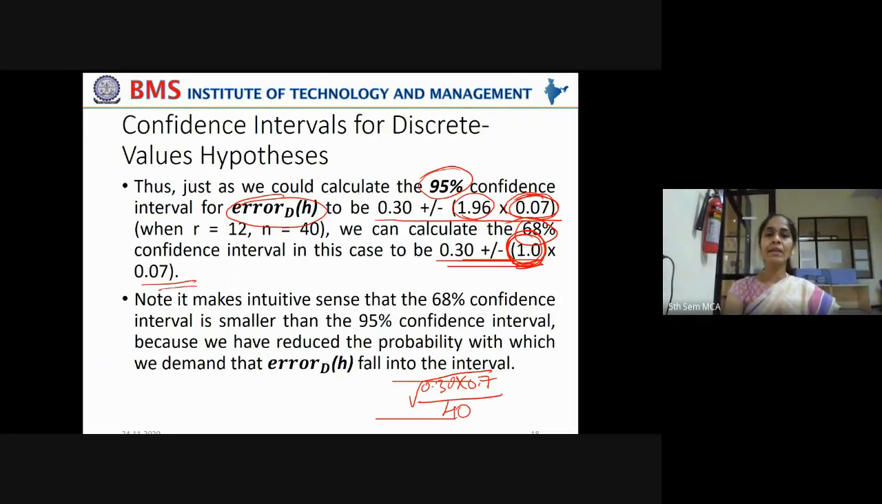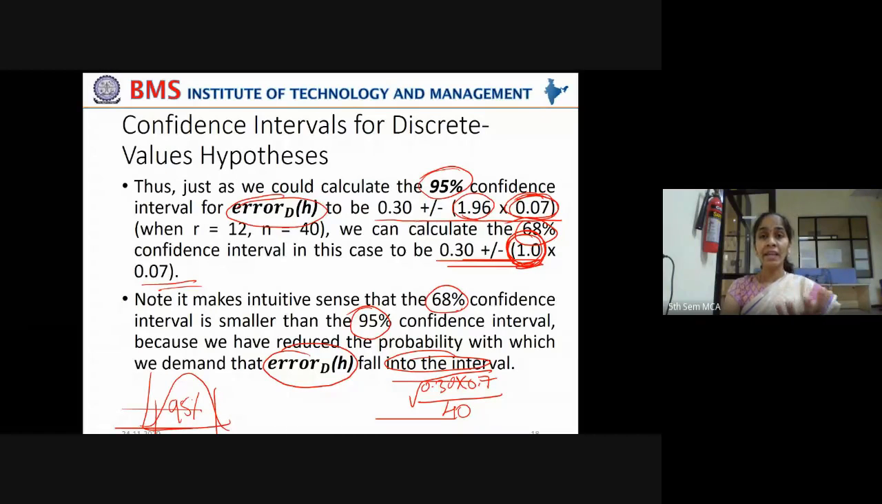Thus, you will calculate the true error value for the confidence interval 68%. Got it? Note, it makes intuitive sense that a 68% confidence interval is smaller than a 95% confidence interval, because we have reduced the probability with which we demand that the true error fall into the interval. Got it? Now, when I am claiming a 95% confidence interval, I say that my machine learning model performs very well with unseen data.